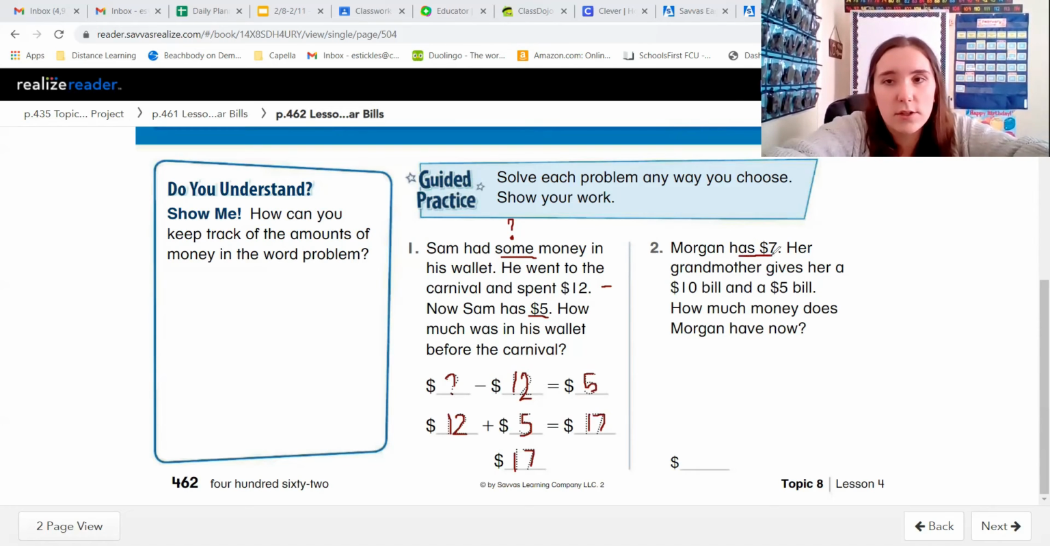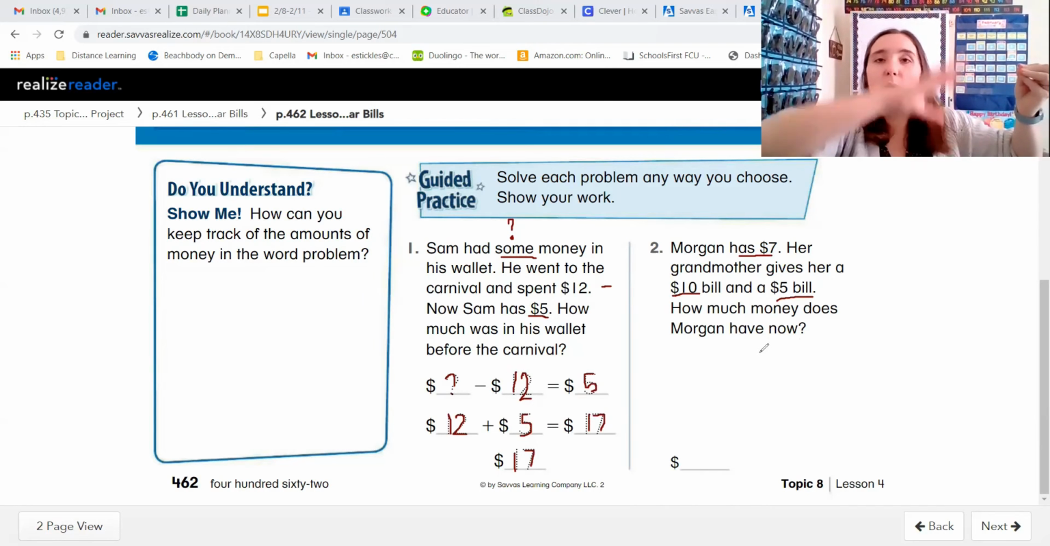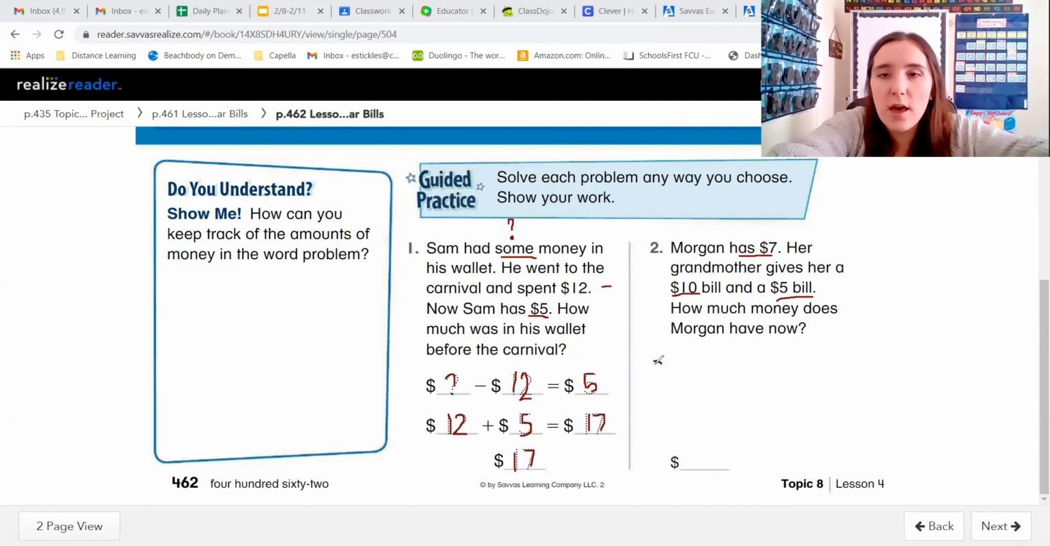Morgan has $7. Her grandmother gives her a $10 bill and a $5 bill. How much money does Morgan have now? This is a pretty easy addition problem because we're getting a number to start with. We're adding on 2 more numbers and we're going to find the total amount of money that Morgan has. So I'm going to say we start with $7. Make sure you don't forget your dollar signs. And then we know that she gets a $10 bill and a $5 bill.